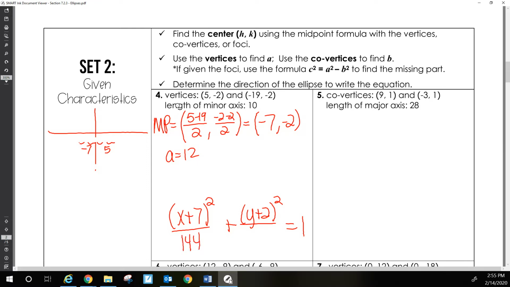And then they also told us the length of the minor axis. So from the top to the bottom is 10, but we don't want the entire length of the axis. We just want half that length because half the length will get us down to that center. So half of 10 is 5. 5 squared would be 25.